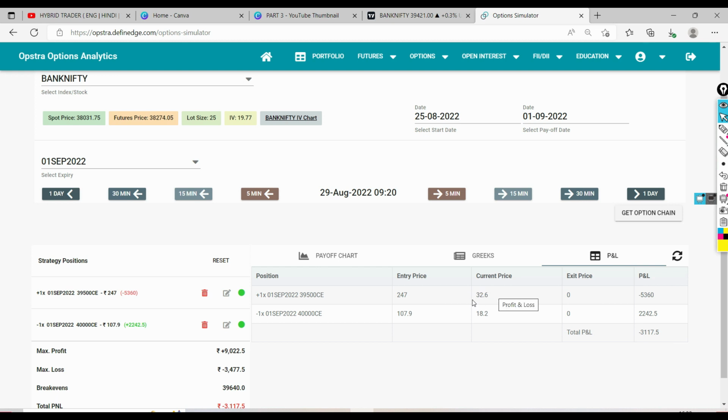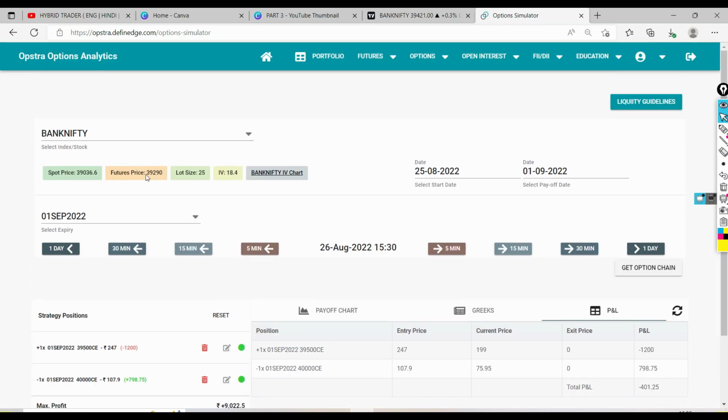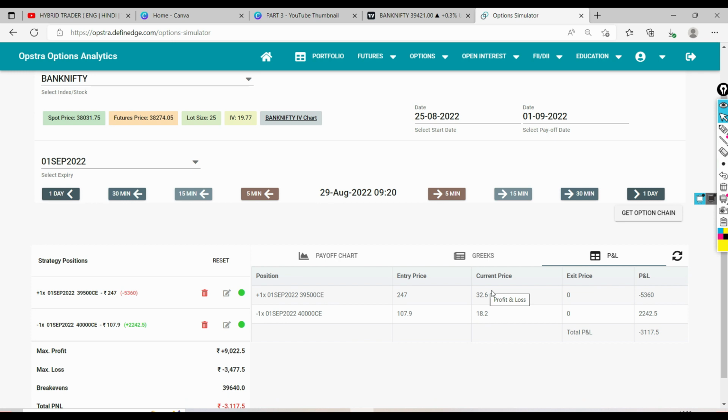Now this has become 32, so we do not even have control the next day morning. Let me show you. At 3:30 the market was standing at 39,290. Next day what happened? It opened at 34,274, friends. So such a big gap down. So that's the reason this has become 32 and your loss is 317.